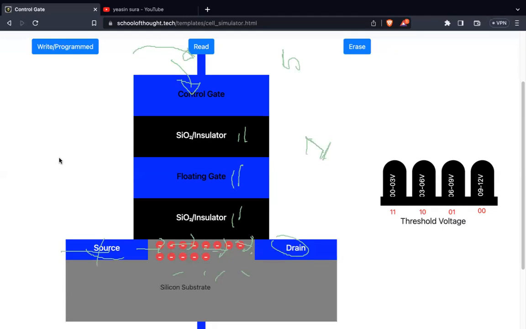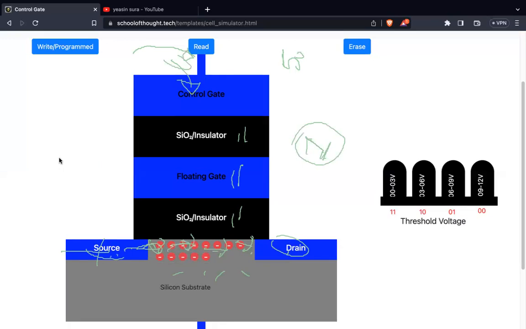When current can flow from source to drain after applying a threshold voltage, I take 5 volt as an example, if current starts to flow from source to drain, we can say this value is 1. That means in this transistor, 1 is stored.